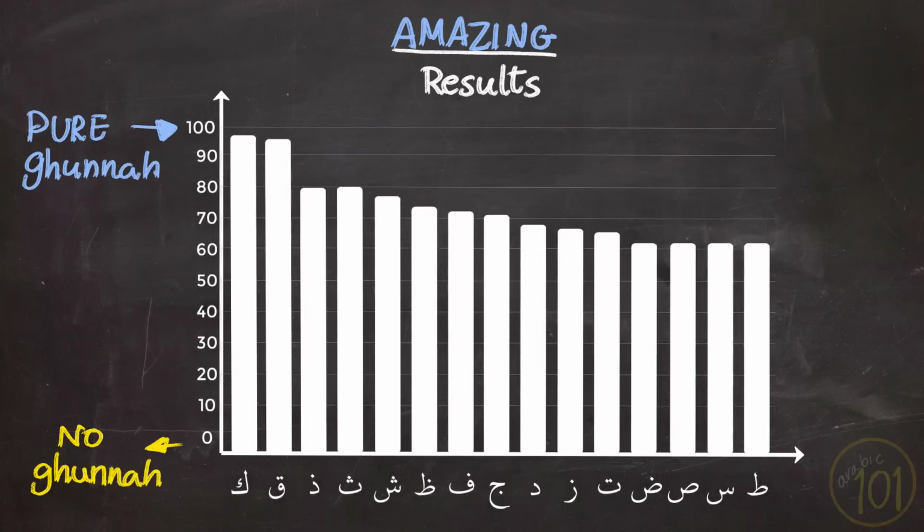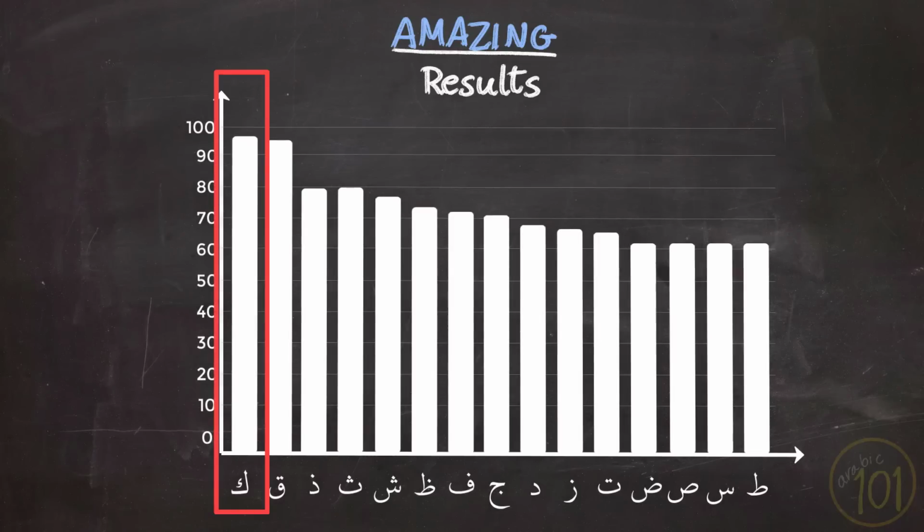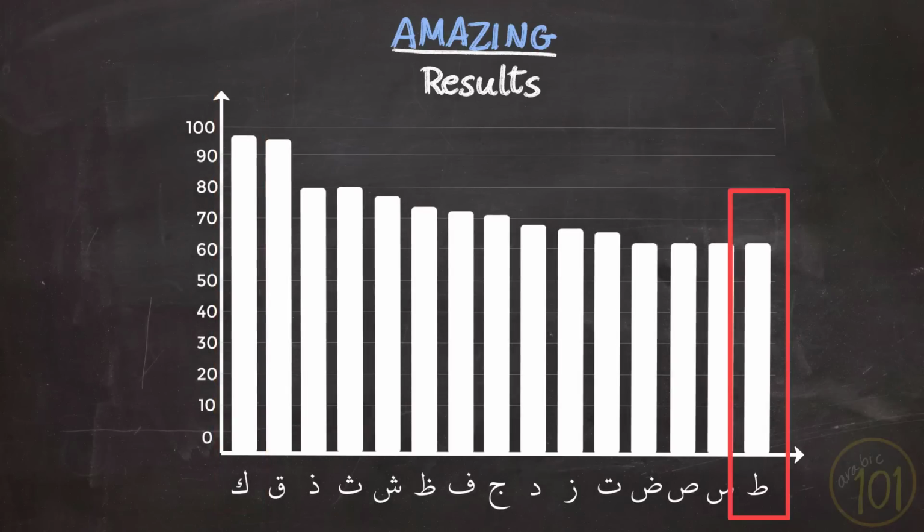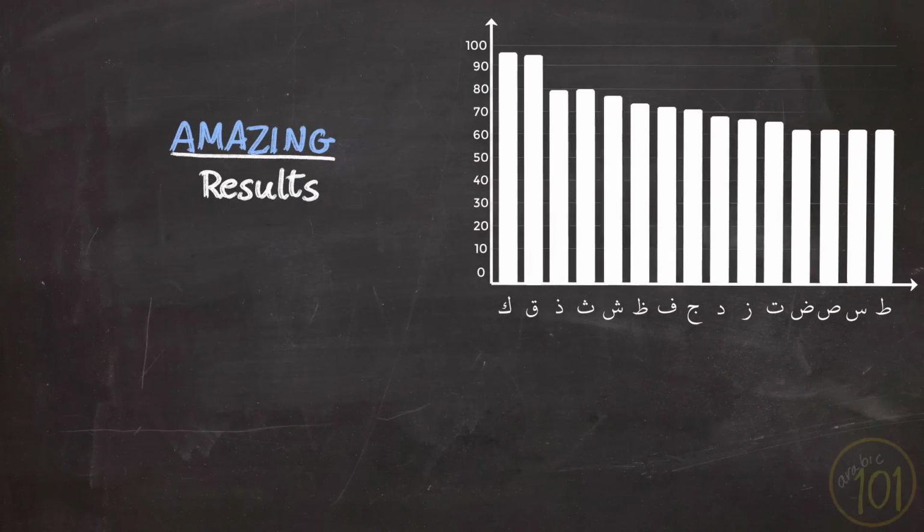And so, the ghunnah in the case of kaf will emit about 96% of the air through the nostrils, and the rest through the mouth. While in the case of ta, about 60% of the air will come through the nostrils, while the rest will come out through the mouth. But then, why are these results amazing?